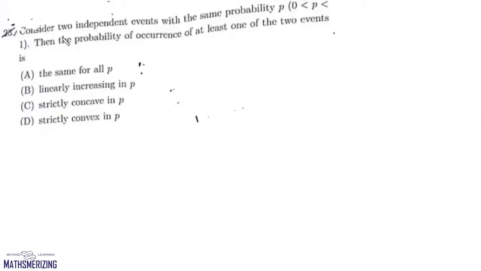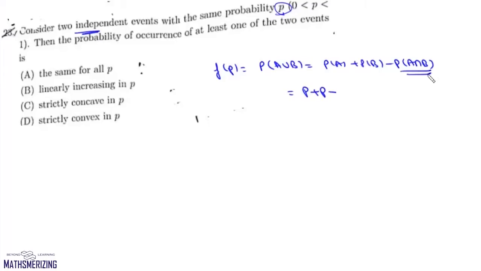Now question number 23 is, consider two independent events with the same probability P. The probability of occurrence of at least one of the two events is. So we'll take this probability as F, some function of P, and we'll need to find probability of A union B. So it'll be probability of A plus probability of B minus probability of A intersection B. Now both these probabilities are the same. So it is P plus P and then minus. Now since these two events are independent, we know that probability of A intersection B is PA into PB. So it will be simply P square. So this probability will be 2P minus P square, which is nothing but a parabola opening downwards, which is always concave down.